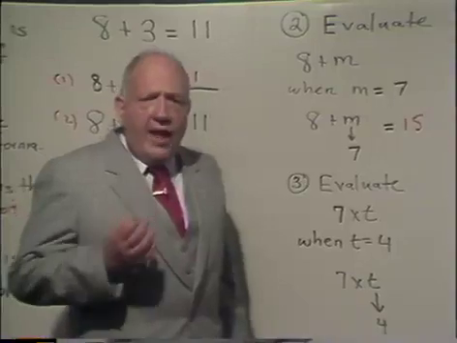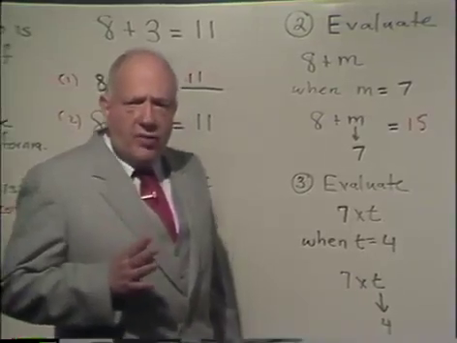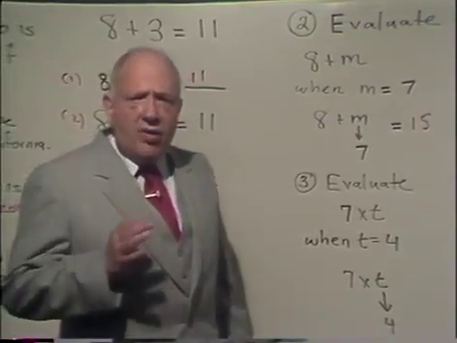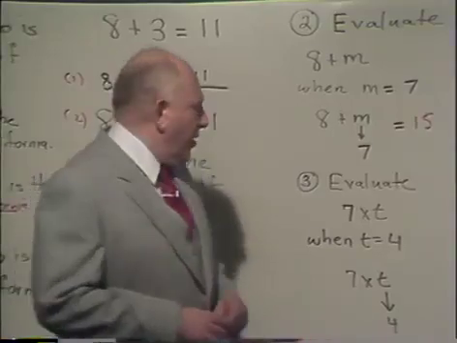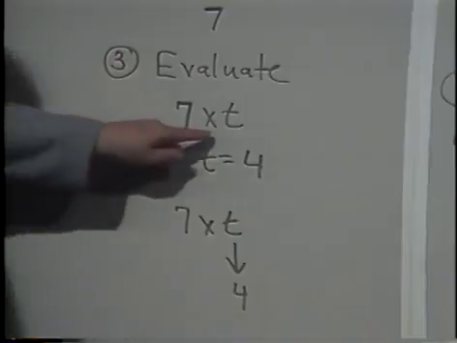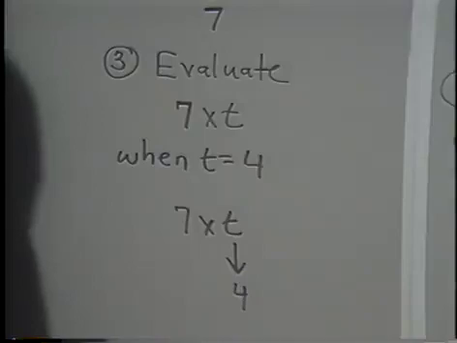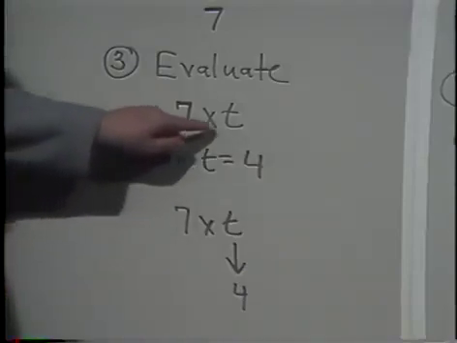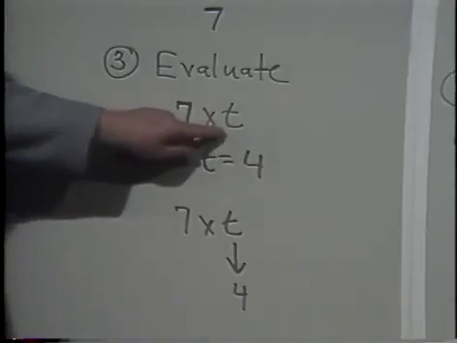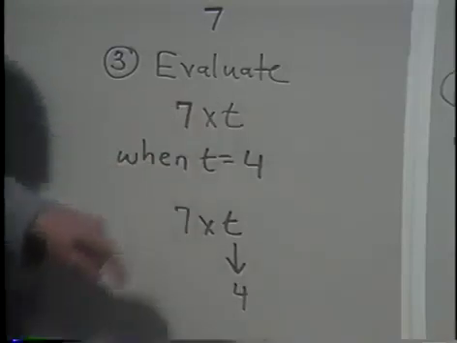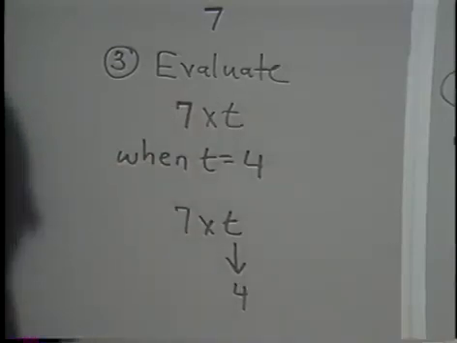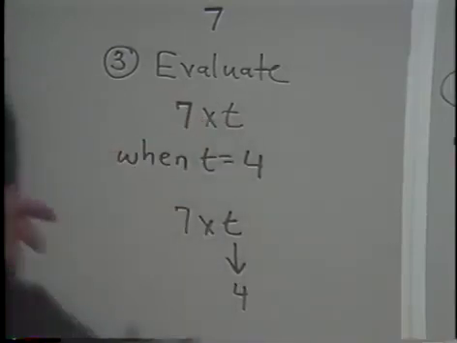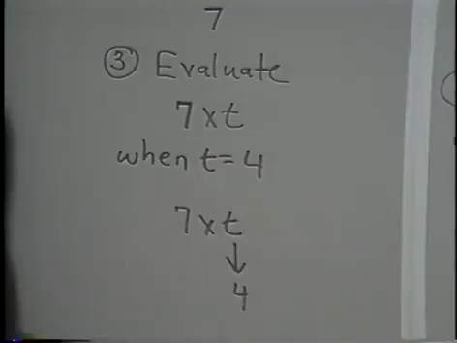Well, we don't always add. So we can do other operations. And the name of the letter also isn't very important. Let me give you another example. Evaluate 7 times t when t equals 4. What this says is t stands for a number. And what are you going to do to that number? You're going to multiply it by 7. What will the answer be? The answer depends on what t is. And I'm going to show you another interpretation of that in a short while.